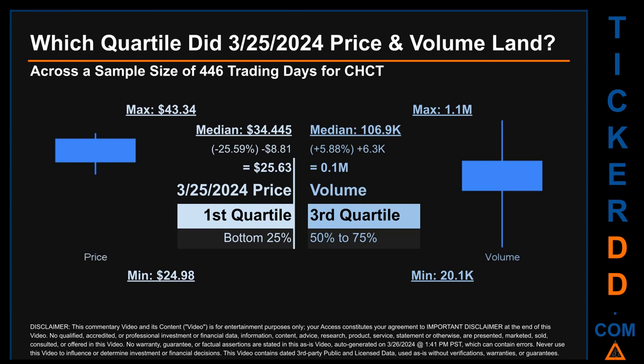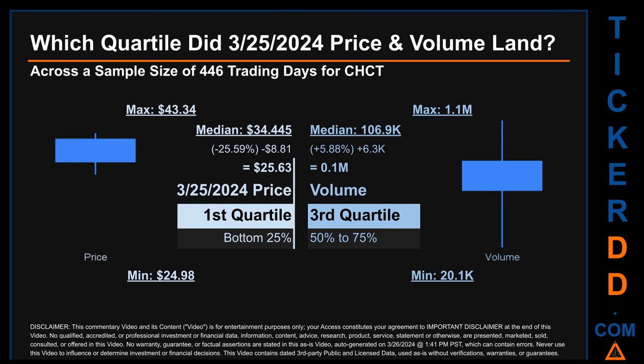Which quartile did March 25, 2024 price and volume land? Across a sample size of 446 trading days, the maximum end-of-day price for CHCT was $43.34 while the minimum was $24.98. Within that price range, March 25, 2024 price, of $25.63, landed within the first quartile, meaning it was within the bottom 25% of all sampled end-of-day prices.